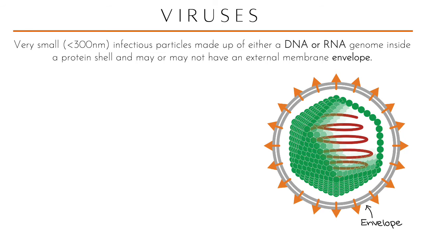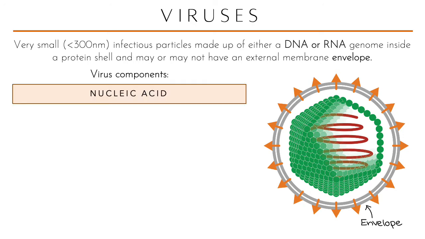As we have discussed, viruses are very small infectious particles. Some have regarded them as submicroscopic because they can only be visualized by the electron microscope. They are made up of either a DNA or an RNA genome inside a protein shell or a protein coat, and it may or may not have an external membrane envelope. So just with that, we have identified the components, but let's get into the details.